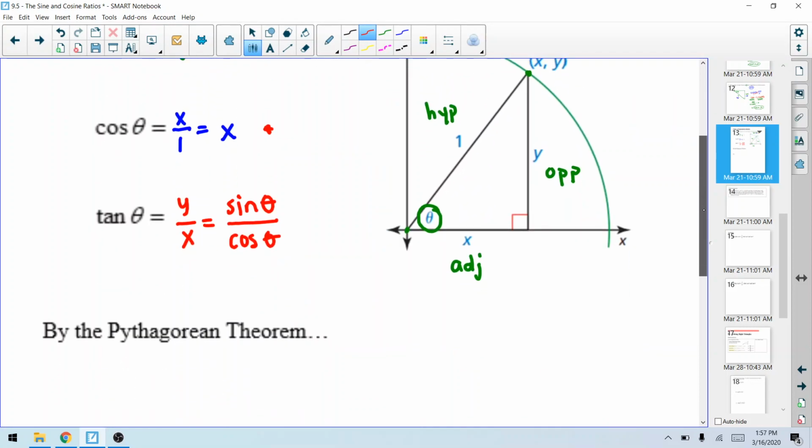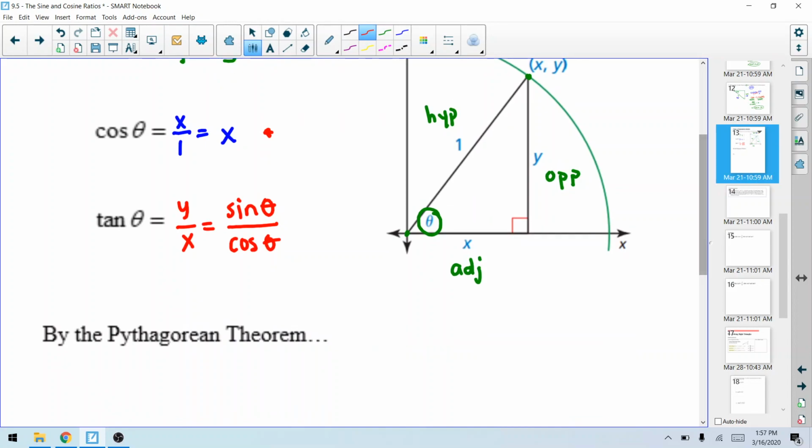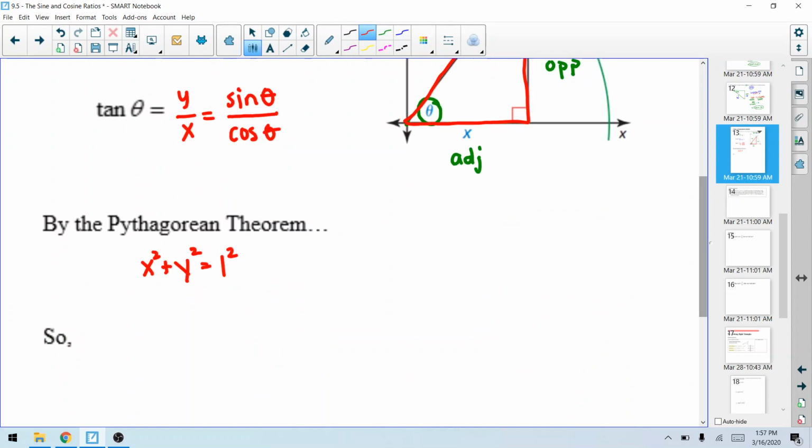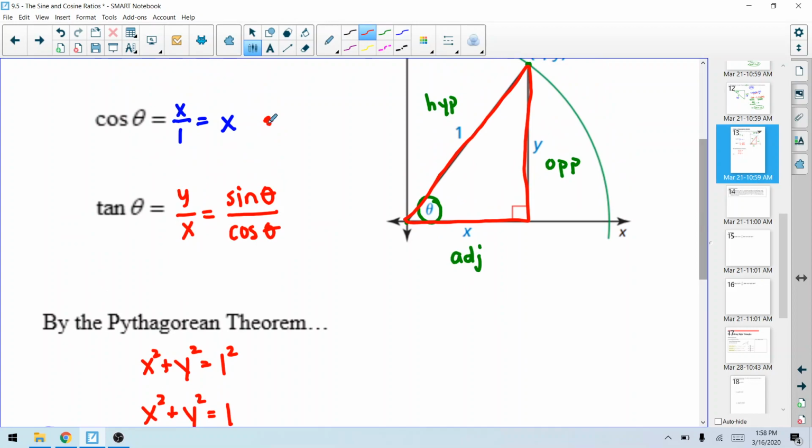So, by the Pythagorean theorem, now I want you to go over here. I want you to look at this triangle again, right? If you're using the Pythagorean theorem, can you do a squared plus b squared equals c squared? So I'm thinking x squared plus y squared equals 1 squared. What do we know about 1 squared? Well, that's just 1. So, x squared plus y squared equals 1. Then we're going to make some substitutions. So we've got x squared plus y squared. Well, x, look back up here. What's x? Isn't x the cosine?